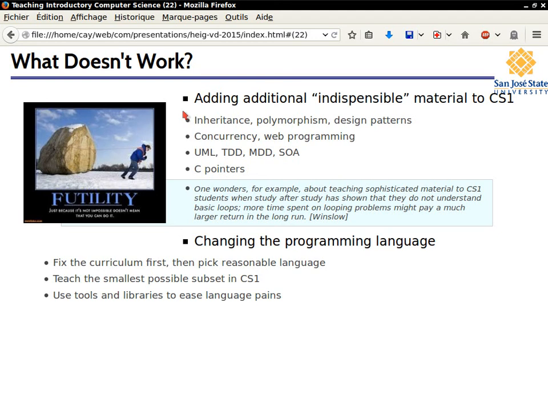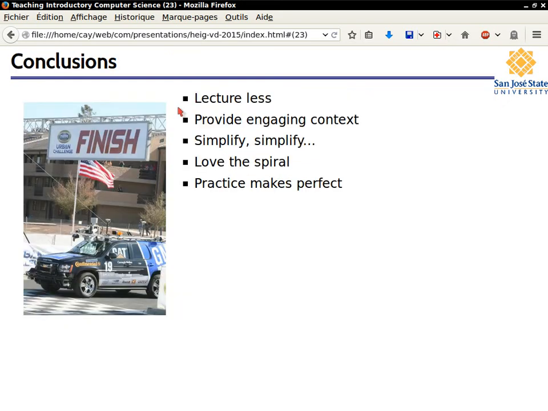And what you want to do in CS1 is to teach the smallest possible subset of that language. You're not going to teach the whole language. Probably students will never learn all of C++. Stroustrup doesn't know all of C++. Ask him, he will cheerfully admit it. And once you have a language and a subset, use tools and libraries to ease whatever minor pain there might be, such as a safe string library or some such thing. All right, so that's where I have it.